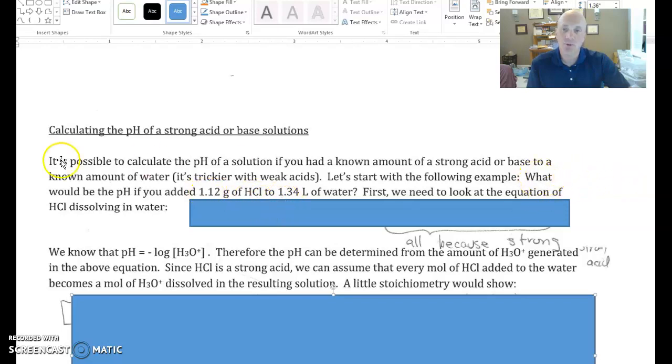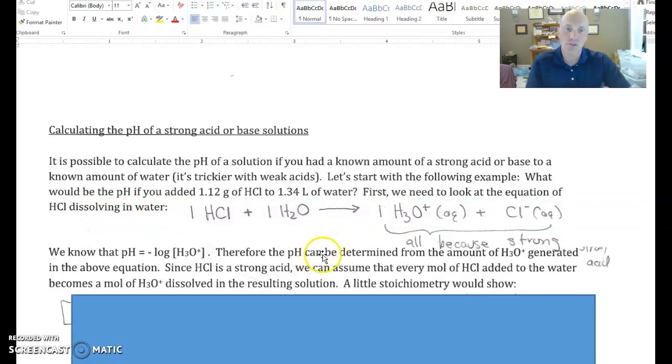As an example, let's start with a question. What would be the pH if you added 1.2 grams of HCl to 1.34 liters of water? The first thing we want to do is write down the equation of HCl dissolving in water. That's what this would look like right here. We can assume this reaction is going to go all the way. You're not going to have any HCl anymore; we're going to have all of the products. The reason we can make this assumption is because HCl is a strong acid.